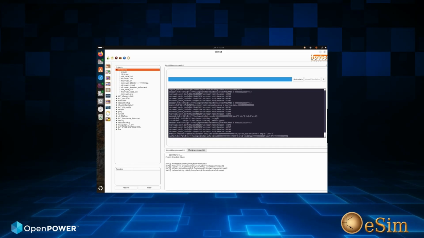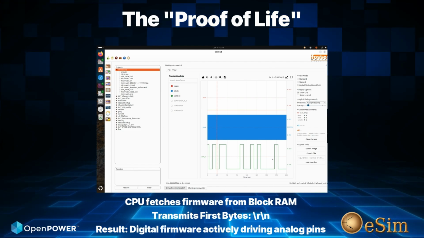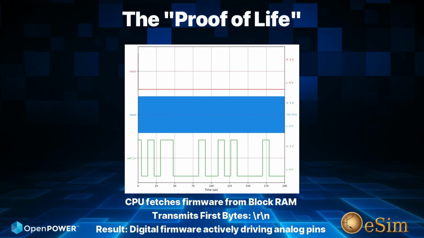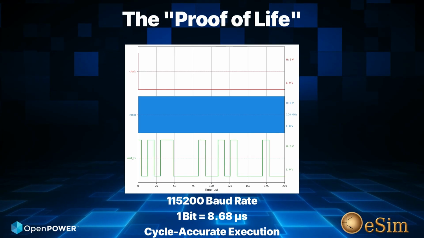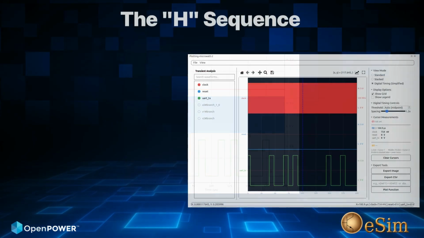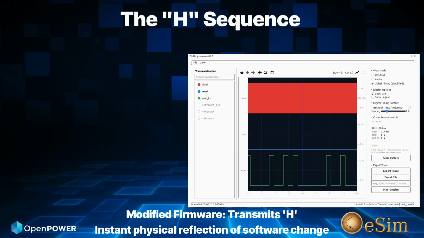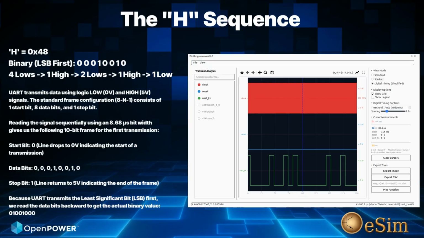What you are looking at is the hardware proof of life. This waveform captures the exact moment the processor transmits a carriage return and line feed, which are the very first bytes of its boot sequence. To prove we have cycle-accurate control, we modified the firmware payload to transmit an H sequence instead. Look at the waveform. The pulses spell out 0x48 in hex, which is the letter H.